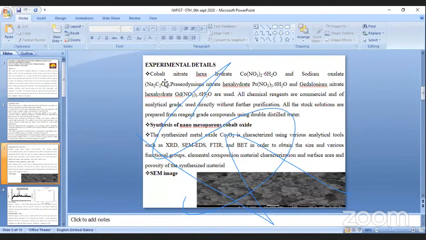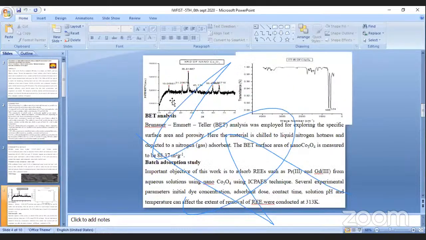Then coming to XRD and FTIR. So this is the XRD of the synthesized Co3O4, and the FTIR of Co3O4 is this. The BET analysis was employed for exploring the surface area and the porosity. So here we obtained the surface area of nano cobalt oxide to be 88.37 units.